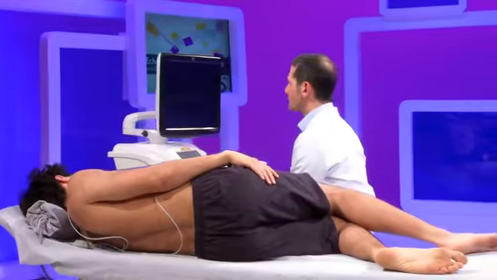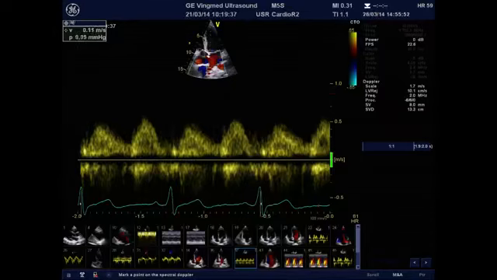And one would record normally 3 waves. 2 waves are forward flow normally, a systolic one named S, a diastolic one named D, and you can have a reversal, atrial reversal or AR wave, which corresponds to the contraction of the left atrium, and again you see the correspondence and the chronology with the P wave on the ECG.